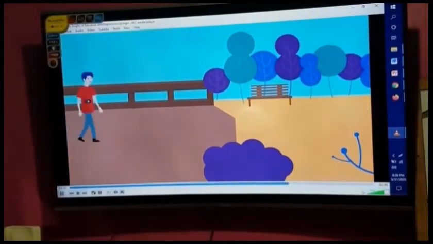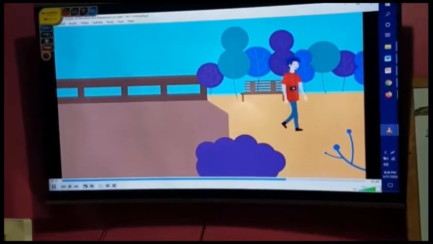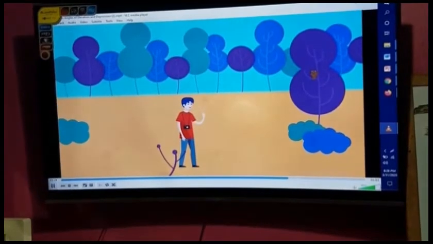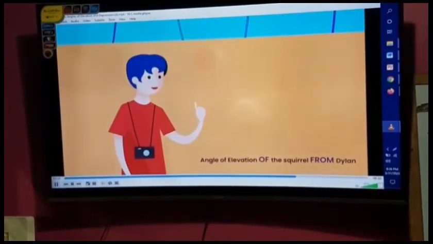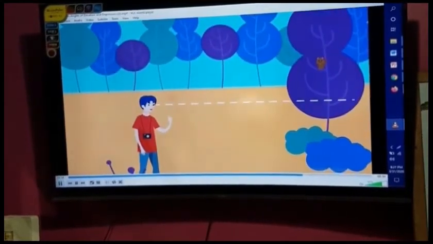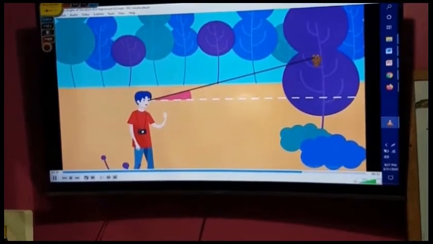Antigone, is there any relationship between these two angles? Let's continue following Dylan to find out. Dylan sees a squirrel on the tree. There is an angle of elevation of the squirrel from him here. Let's draw the horizontal and line of sight. Can you identify it? It is here.